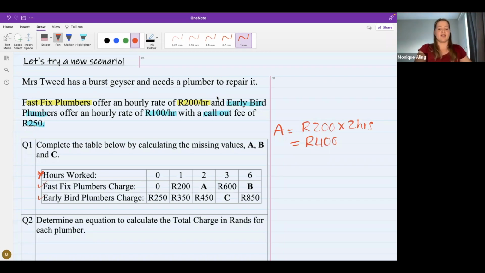Okay, good. So as you can see, very similar to working out A. We take our 200 Rand times by the number of hours, and by B, it is 6 hours. So 200 times 6 gives you 1,200 Rand. Okay. Good. Now, just remember, guys, when you are giving your answers, please include the Rand sign, okay?